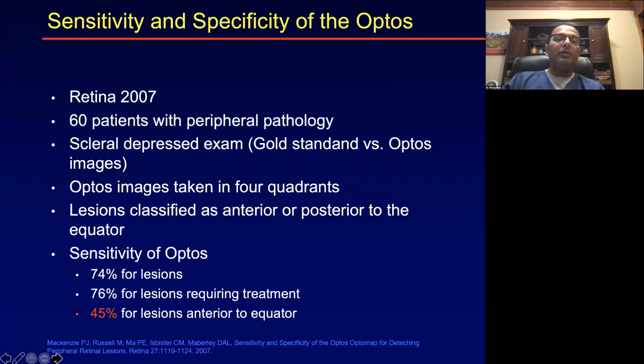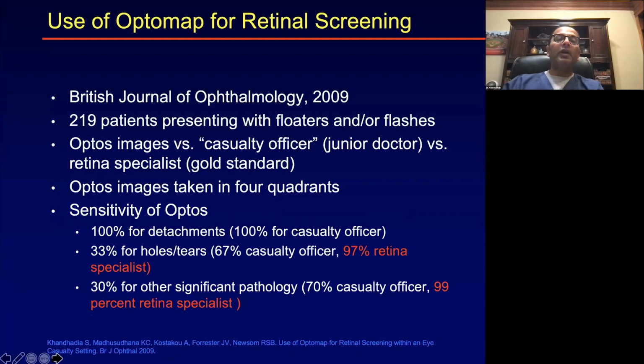In Retina 2007, 60 patients with peripheral pathology were scleral depressed. Optos images were taken in 4 quadrants. The sensitivity of Optos was 74% for lesions, 76% for lesions requiring treatment, and 45% for lesions anterior to the equator. In BJO, 219 patients presenting with floaters had Optos taken: 100% for detachments, 33% for holes and tears if you look at Optos, 67% for the examining physician, typically a resident, 97% for retina specialists, and 30% for other significant pathology.